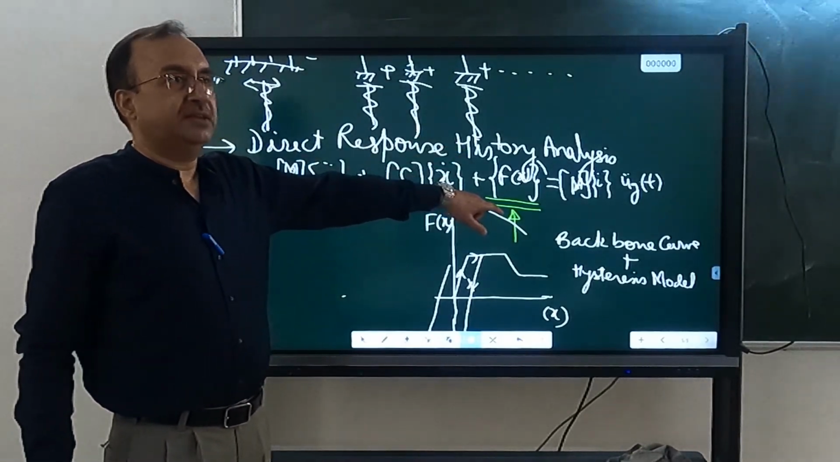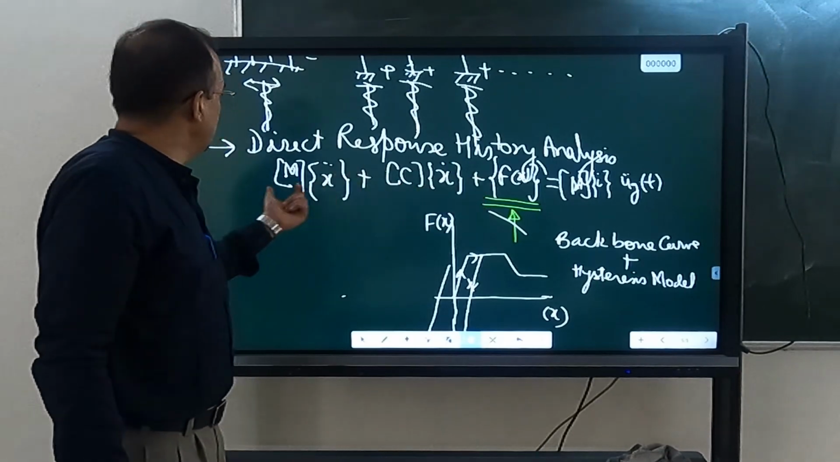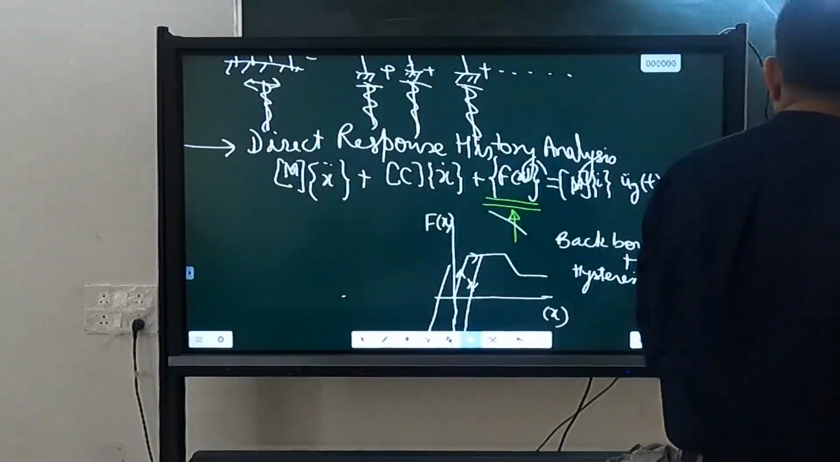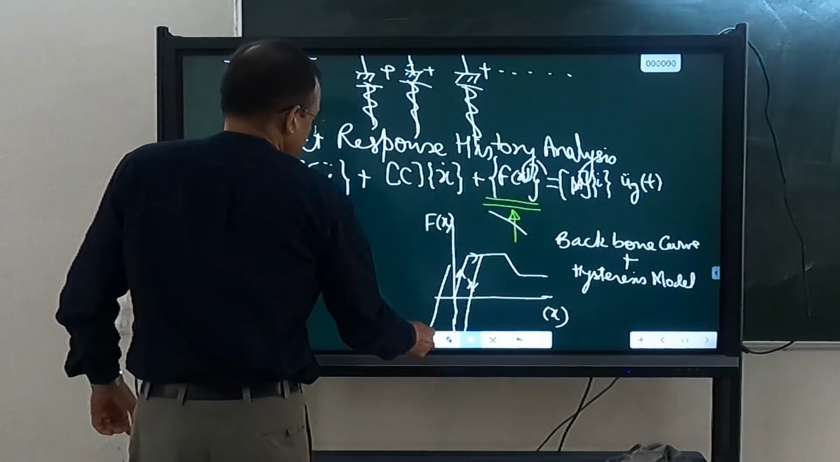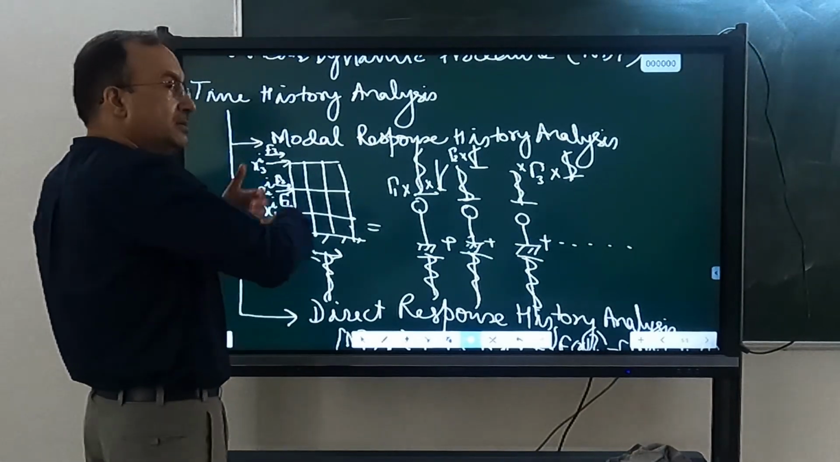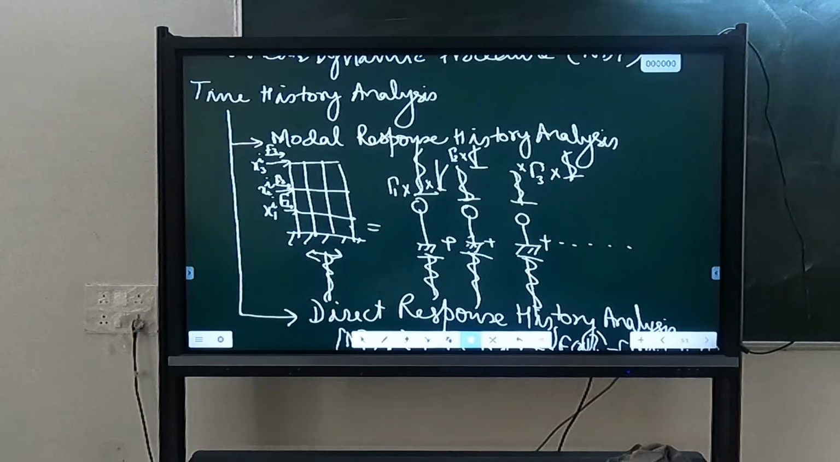At the ith step, the ith step vector you will use to solve this equation at the i plus 1 step. Then again you will apply those displacements here and go. This is pseudodynamic. Now you can judge, if this is pseudodynamic, what is dynamic?